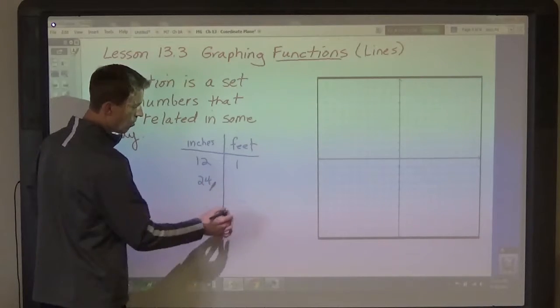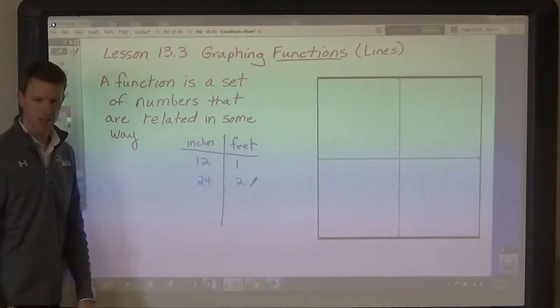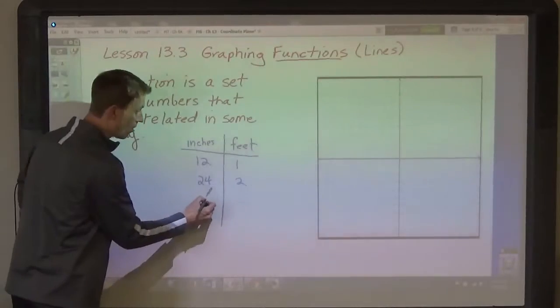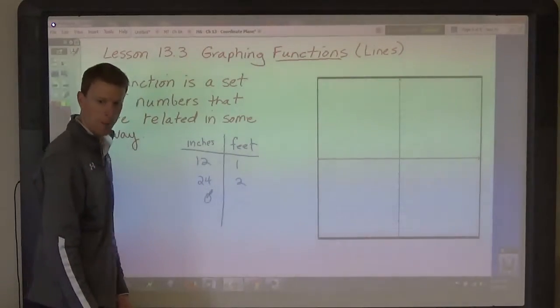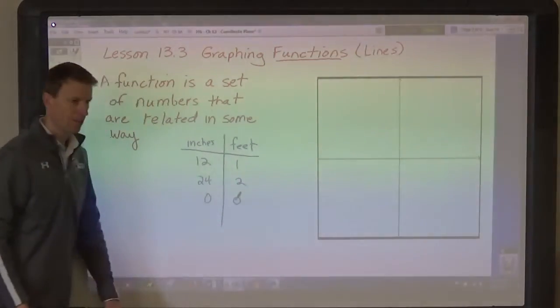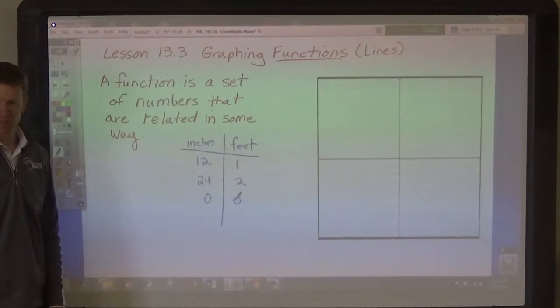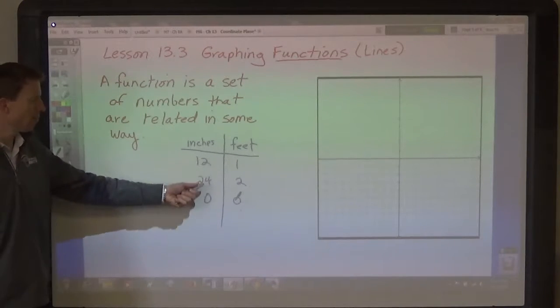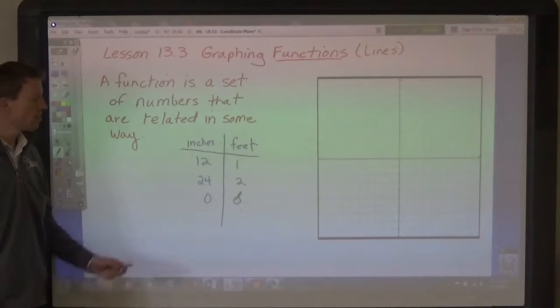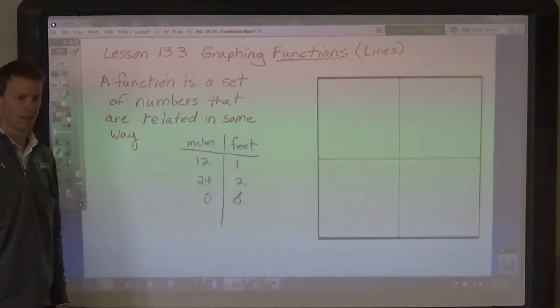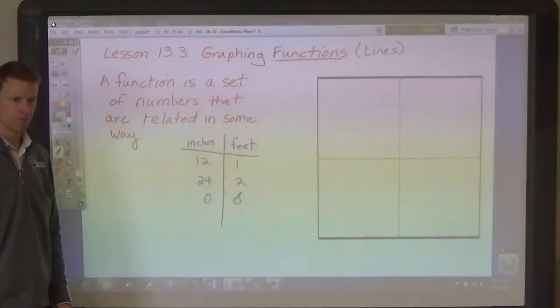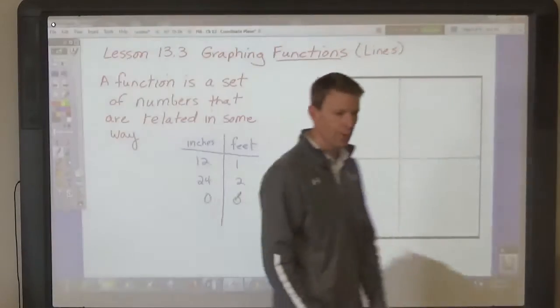24 inches equals 2 feet. 0 inches equals 0 feet. And this is an example of a function. These numbers are related. Okay? If we were graphing it, we would graph it like this.